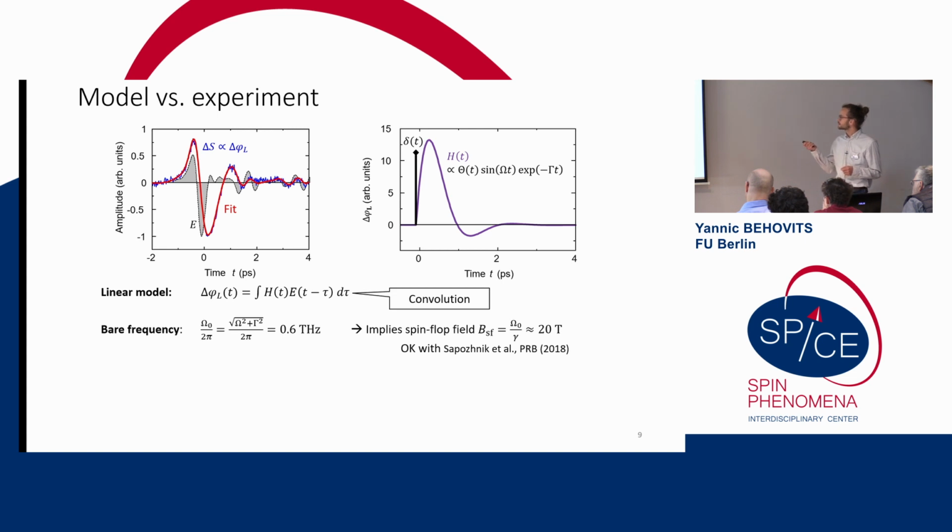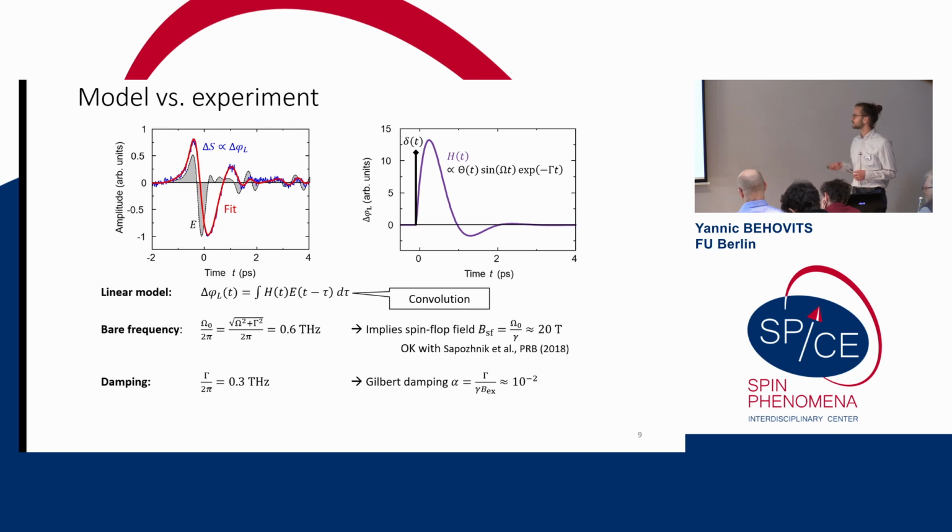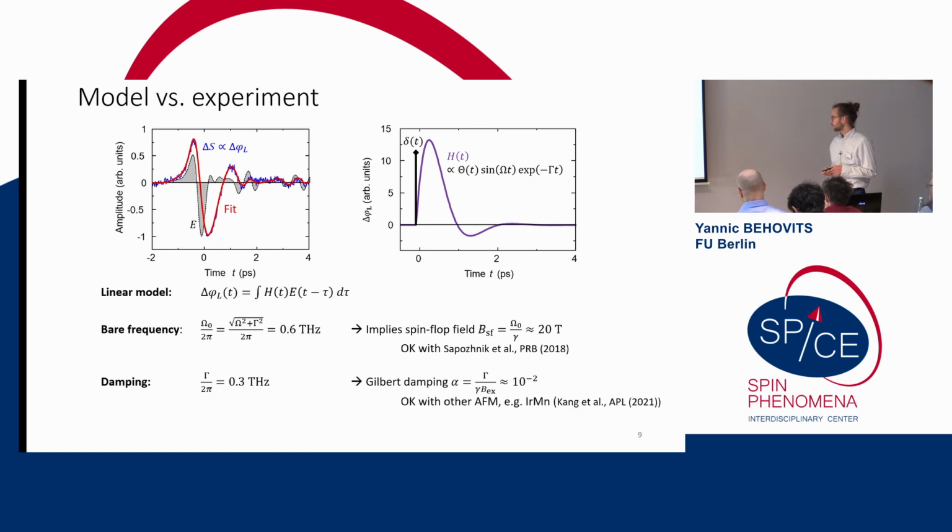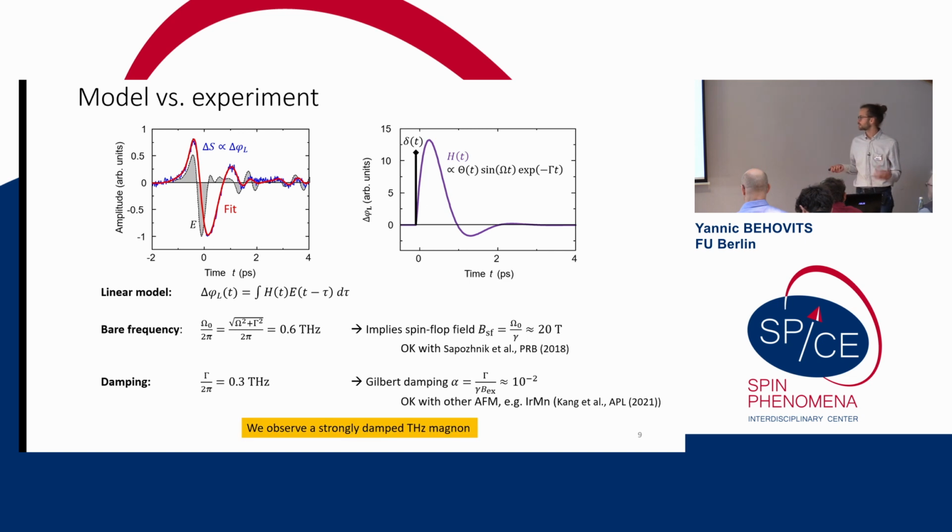What you can also see is that even though the frequency is 0.6 terahertz, the damping is very strong here. And this can be understood in terms of another exchange enhancement here. Since the Gilbert damping is on the order of 10 to the minus 2, so not exceptionally large, but since there's again exchange happening here, this may be going up as well. Okay, so this Gilbert damping is consistent with other metallic antiferromagnets we have looked at. There are not so many values in the literature, but some are agreeing quite nicely. So we have a strongly damped terahertz magnon.